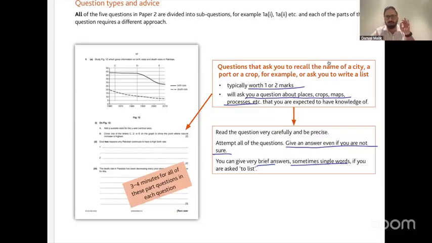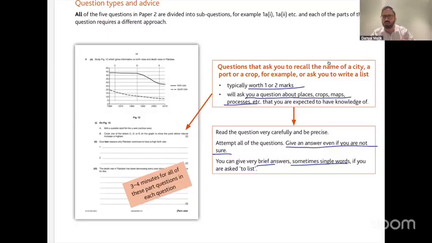For every question, the first part will always be a 1 marker or 2 marker short question. In this, you have to write about places, crops, maps, processes. These are one-liners. These answers can be one-word answers as well. A 1 mark question can be a one-word answer or a one-sentence answer. Both are required, and that depends on question to question.